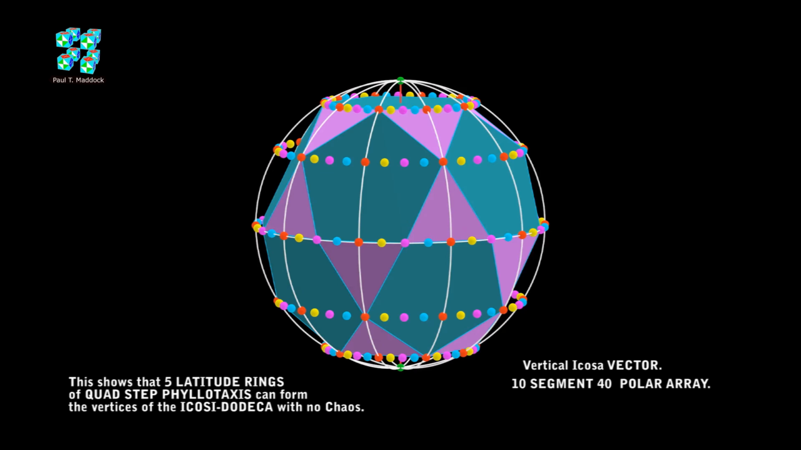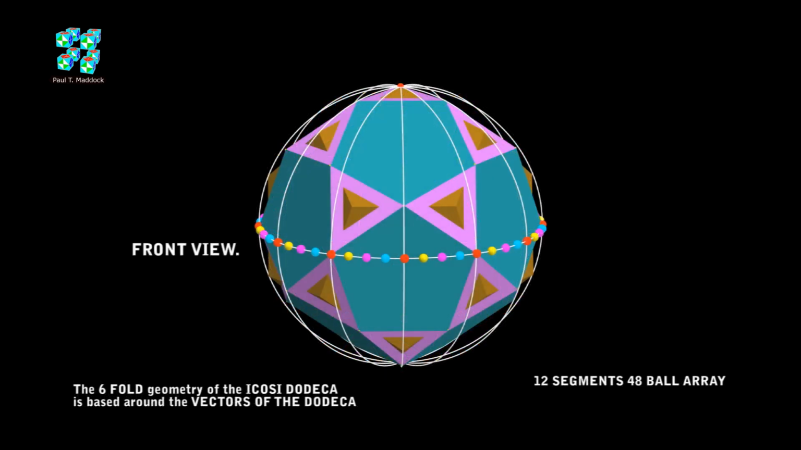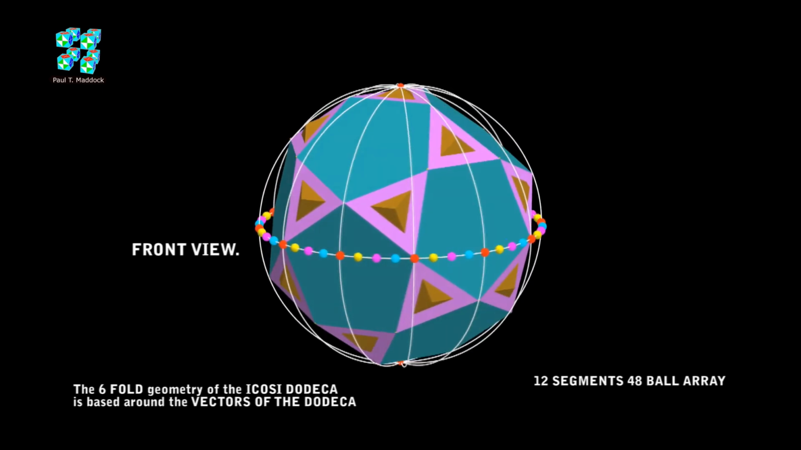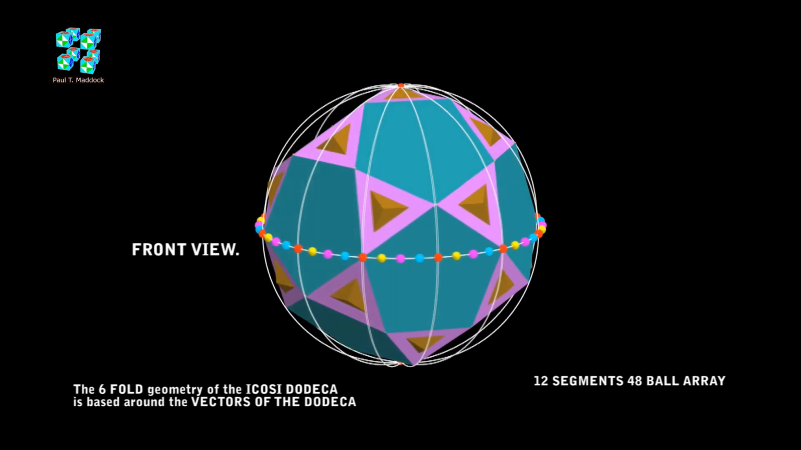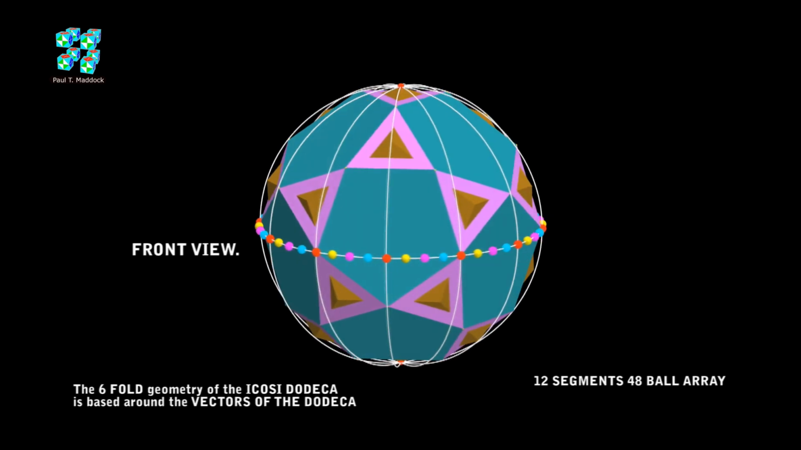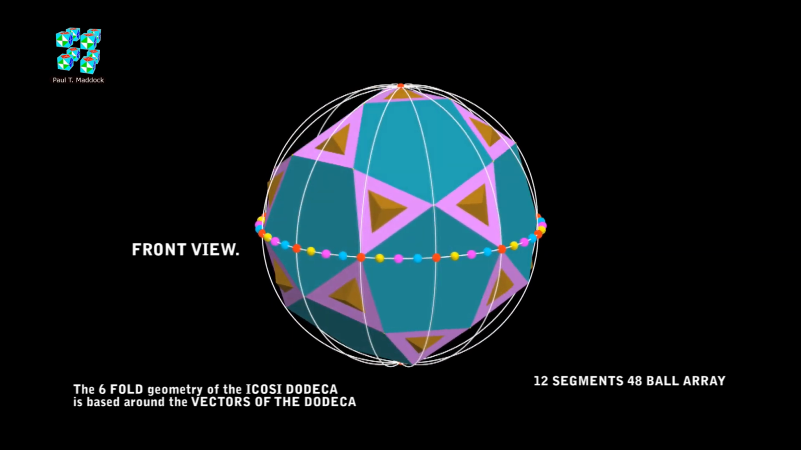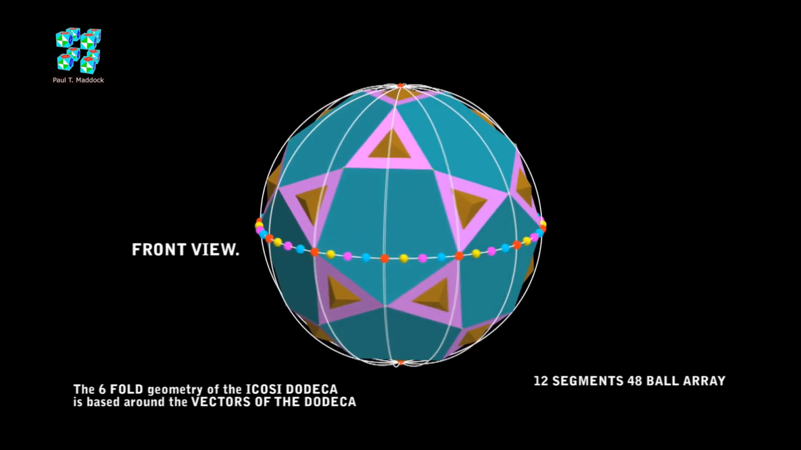Okay, the next job is to show you the 3-fold or 6-fold or 12-fold system. So the 6-fold system is based around the vectors of the dodeca. There are 10, 20 vectors in the dodeca. I'm just showing the center ring at the moment. It can probably be made into latitude rings also. I haven't got that far yet.